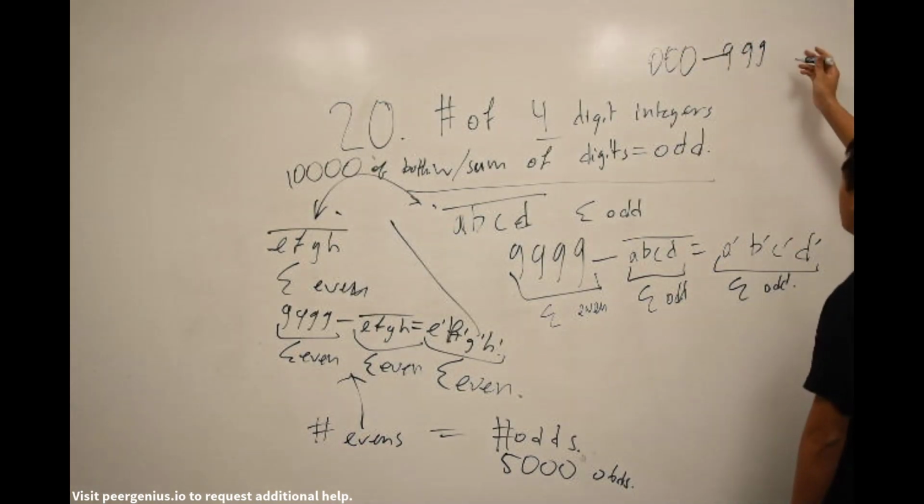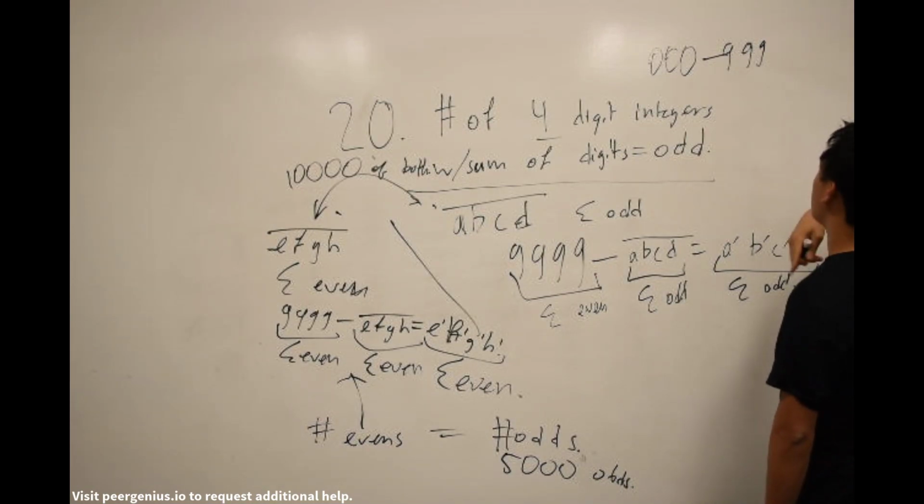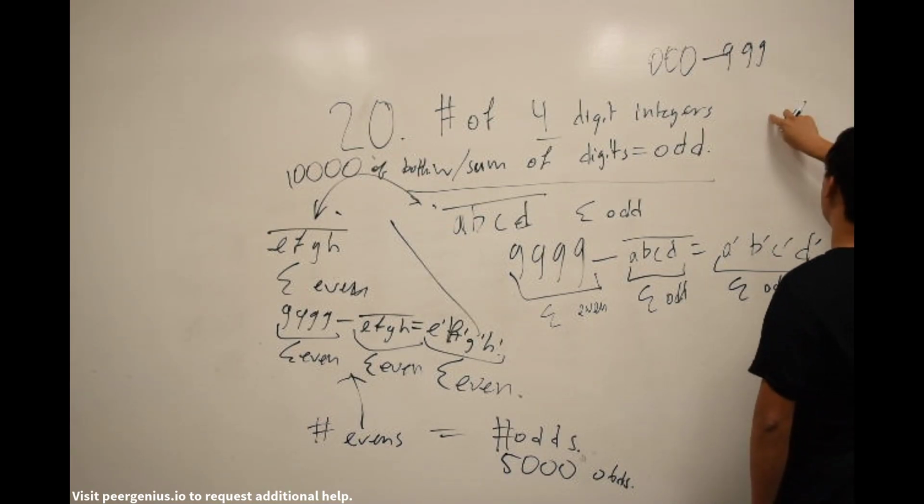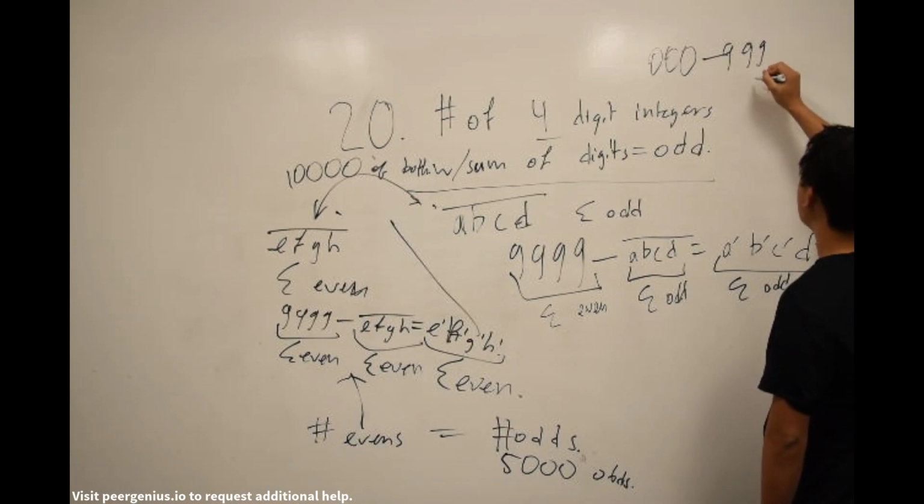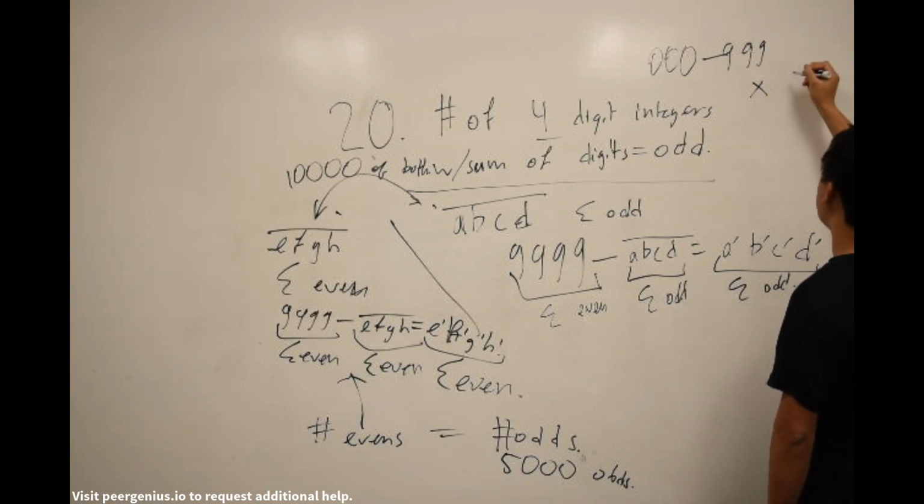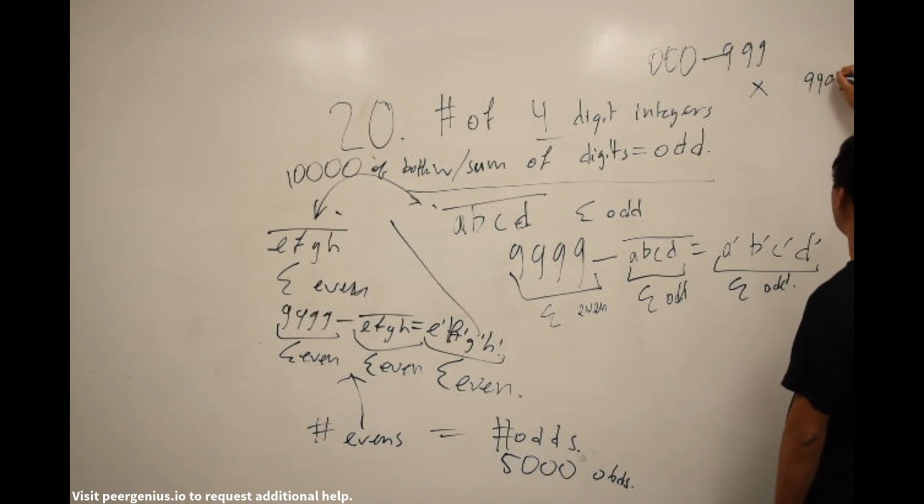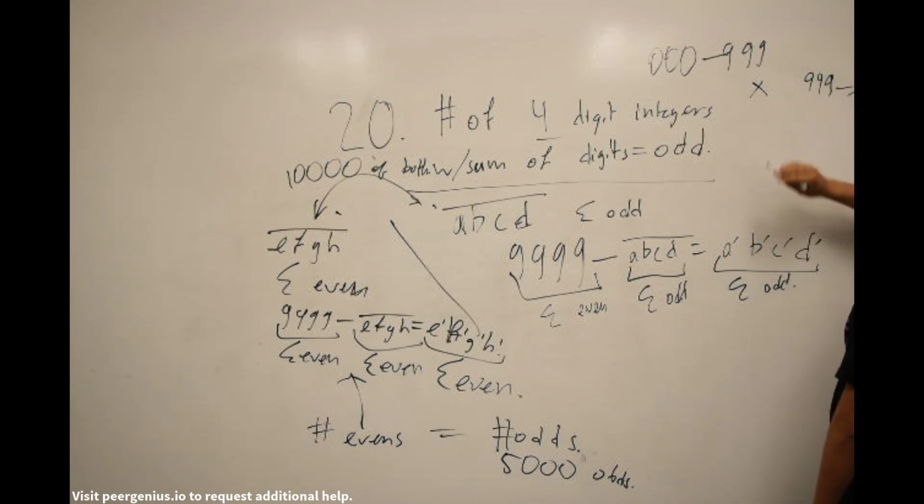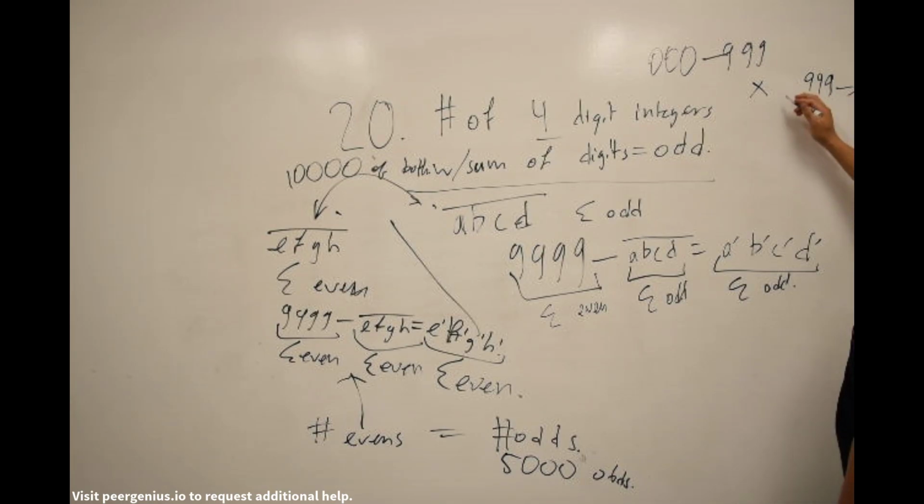Now, how do we get rid of these? We again apply the pairing technique. Pairing technique means if there's a number x with digits odd, then 999 minus x will also have the sum of digits even. If this has odd digits, sum of digits odd, then this will have sum of digits even.